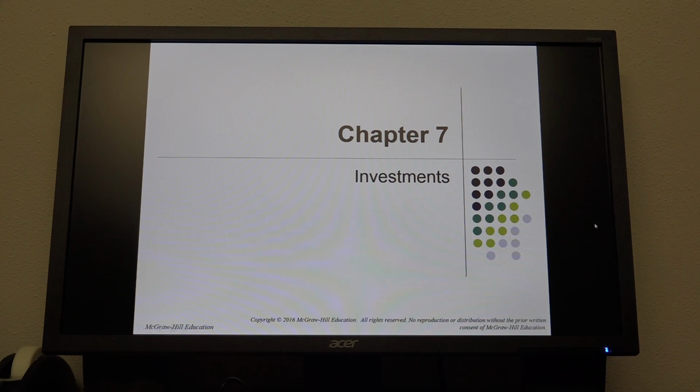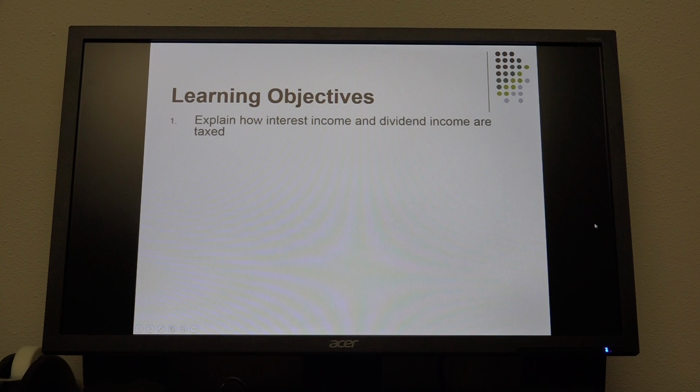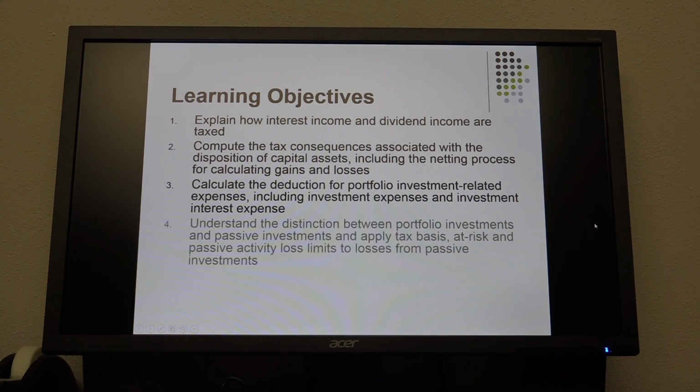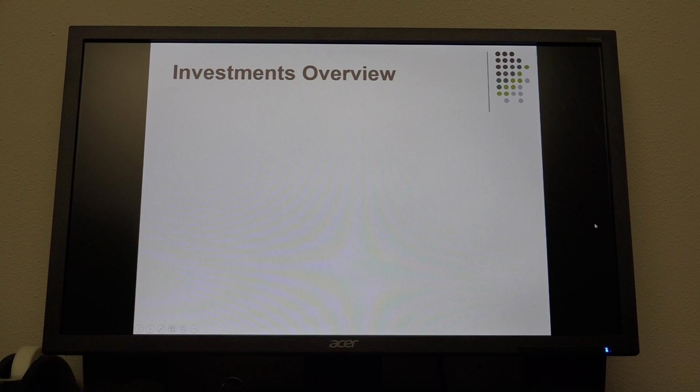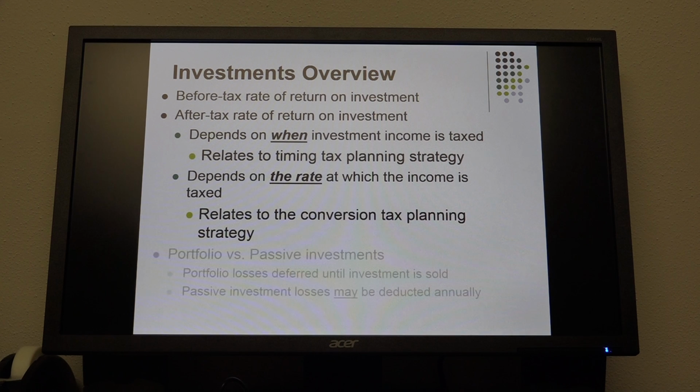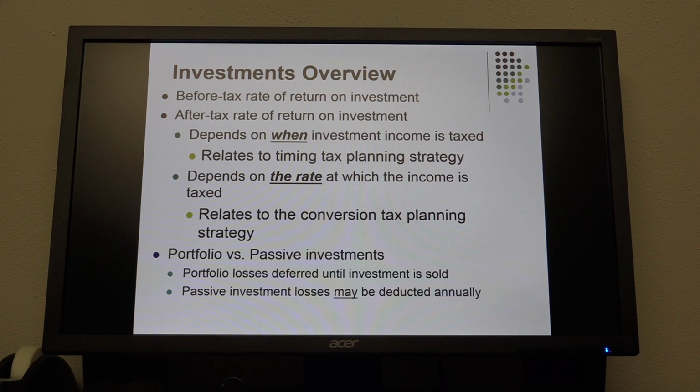So, here, when we're talking about investments, we're talking basically about assets that are either considered portfolio investments or passive investments.